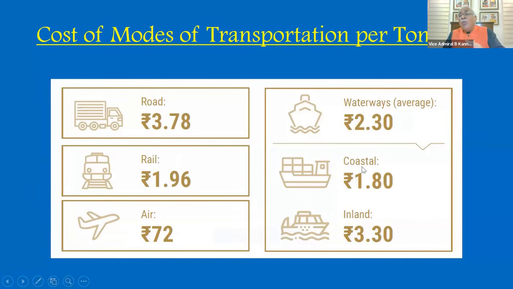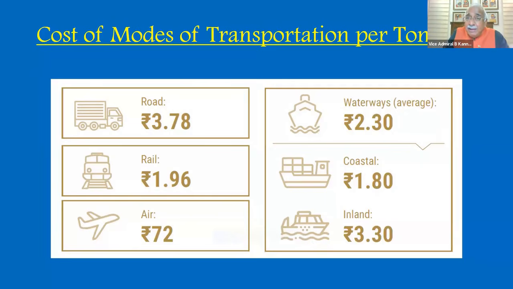Don't look at air. Water is 2.30 because some are coastal, some are inland water. The competition is between road and rail at this point of time because waterways are not really picked up much. Earlier, you saw the percentage, it's so low in waterways. So rail has started freight corridors.